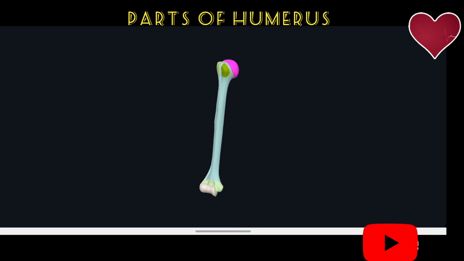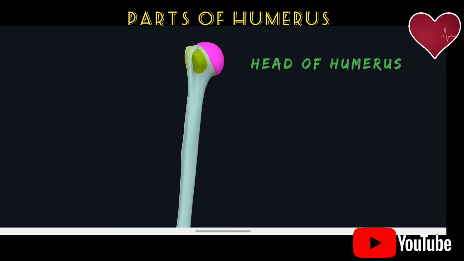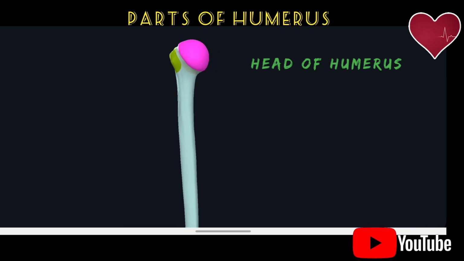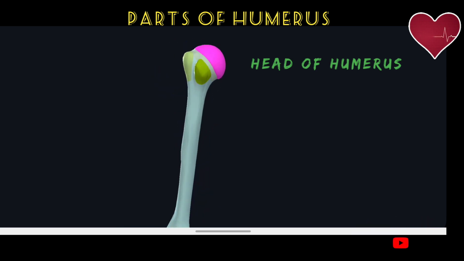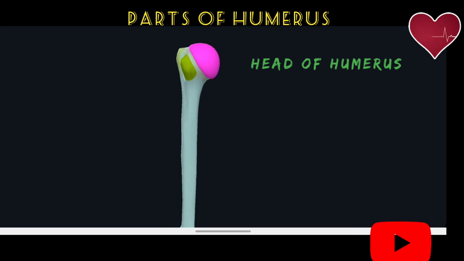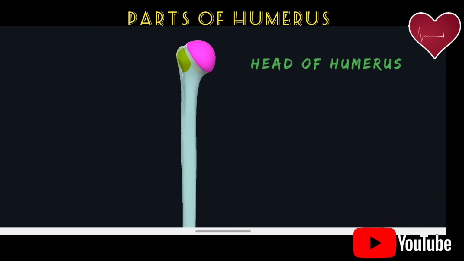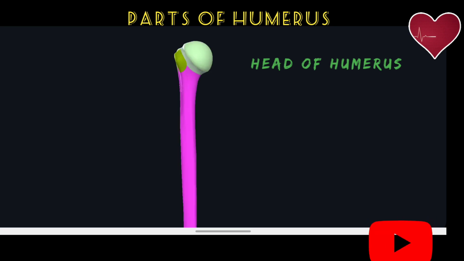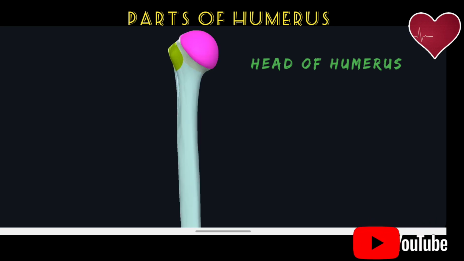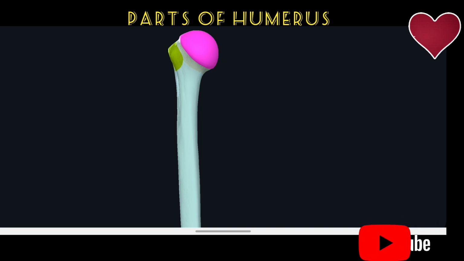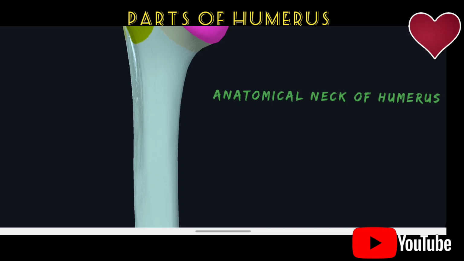Now, this part is known as the head of the humerus, and this head of the humerus is a smooth spherical proximal end of the bone, and it is oriented in the supramedial direction and slightly posteriorly also. It is continuous infralaterally with the anatomical neck of the humerus, and the head of the humerus is covered with articular cartilage and articulates with the glenoid fossa of the scapula, forming the glenohumeral joint. It means shoulder joint.